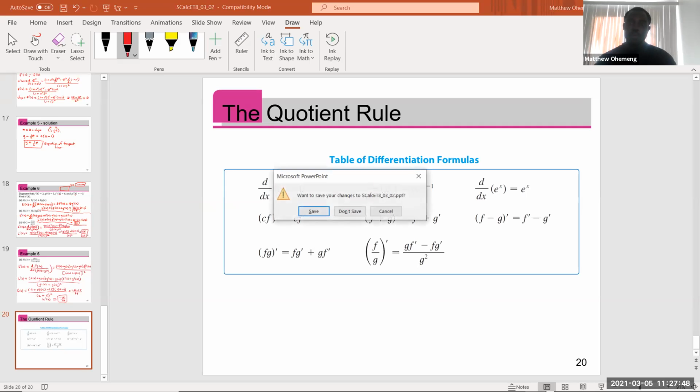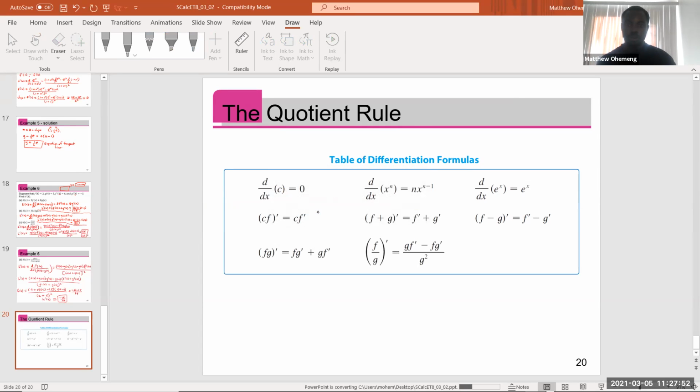Okay, so that's the end of 3.2. So the ideas were product rule and quotient rule.